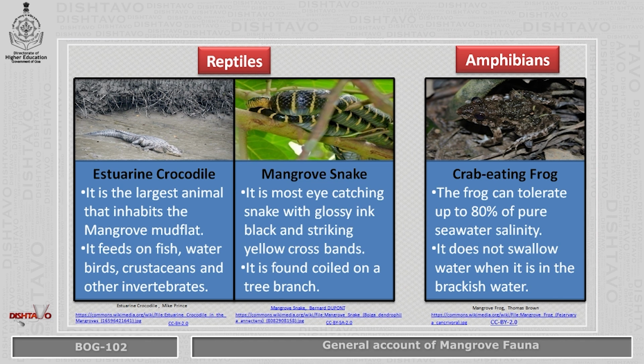The next is the mangrove snake. It is the most eye-catching snake with glossy ink black and striking yellow cross bands. It is found coiled on a tree branch.